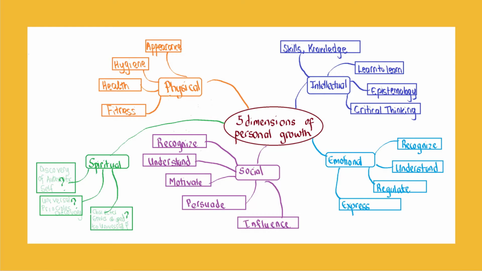Out of these 5 dimensions, only the intellectual dimension and its components, namely knowledge and skills, including subject matter, the method of learning, epistemology, and critical thinking, are taught in schools. By schools, I mean all levels of formal educational institutions. The rest of the 5 dimensions of personal growth, the emotional, the social, the physical, and the spiritual, can only be learned through experiences in life, and therefore these are what we call life lessons.